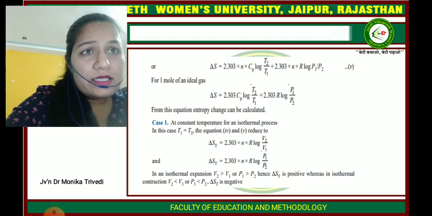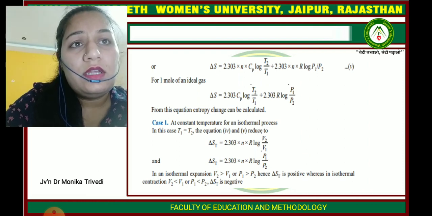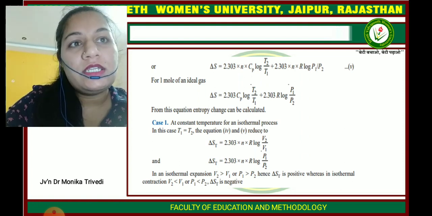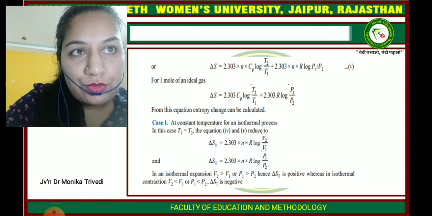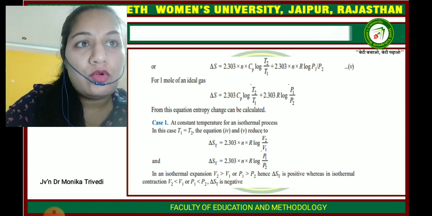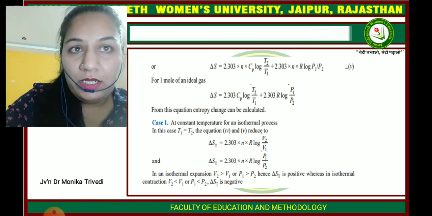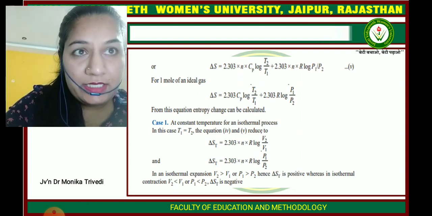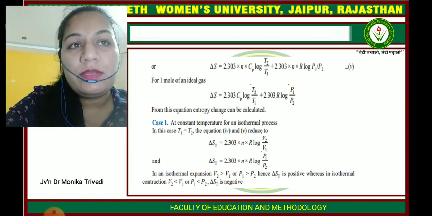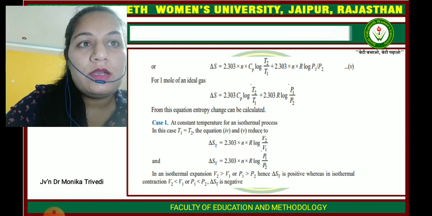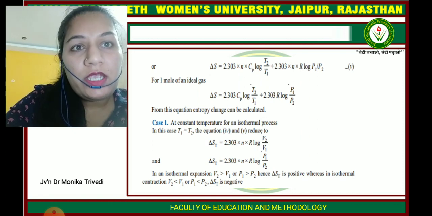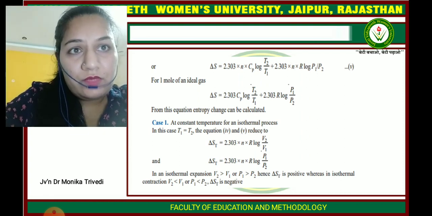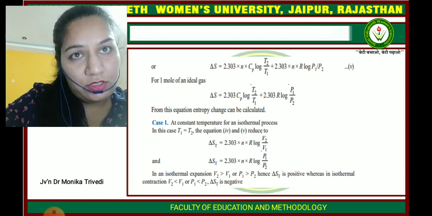Or we simplify this equation as ΔS = 2.303 n Cp log(T2/T1) + 2.303 nR log(P1/P2). For 1 mole of an ideal gas, this equation is ΔS = 2.303 Cp log(T2/T1) + 2.303 R log(P1/P2). From this equation we can calculate the entropy change for the ideal gas.